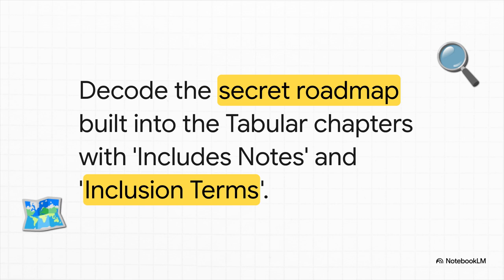You are not going to want to miss Part 9, where we decode the secret roadmap built right into the tabular chapters: includes notes and inclusion terms. These literally tell you exactly what belongs under a code category.